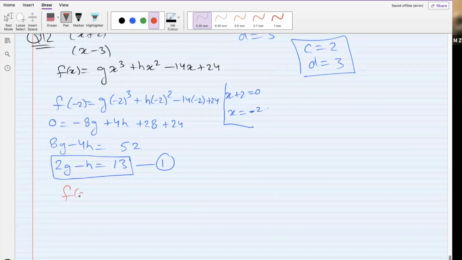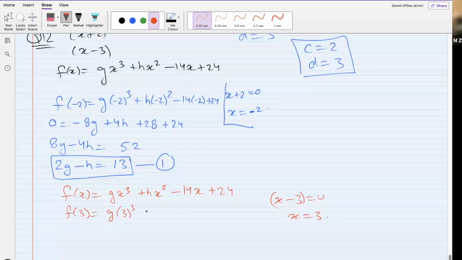Next factor, f of x is equal to gx cube plus hx square minus 14x plus 24. Second factor is x minus 3. So x is equal to 3. F of 3 is equal to g into 3 cube plus h into 3 square minus 14 into 3 plus 24. 27g plus 9h. 14 into 3 is 42. Minus 42 plus 24.